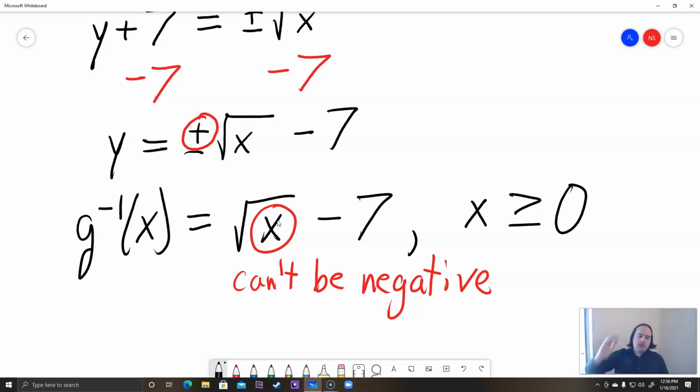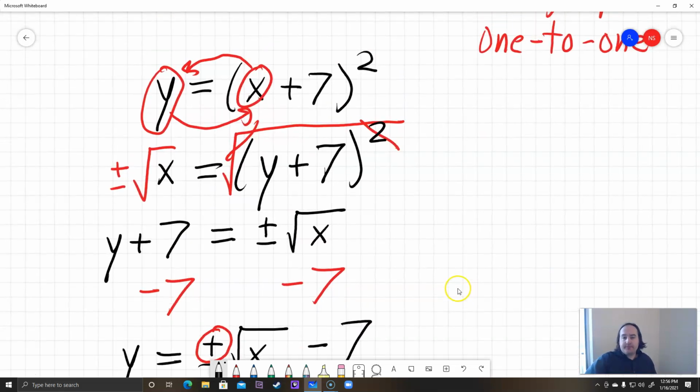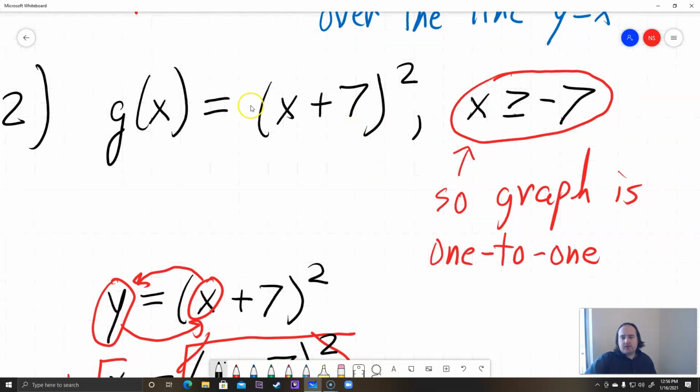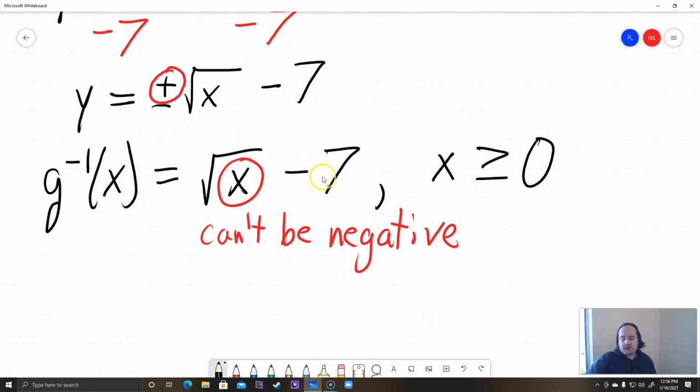And if you aren't sure whether you did it right, what I recommend is that you use a graphing utility and graph the original function. If you graph this original function and restrict the domain so that x is greater than or equal to negative 7, and then you graph your inverse, you'll be able to see that if you graph the negative root x minus 7, it wouldn't have the correct shape. It wouldn't actually be the shape reflected over the line y equals x. So that would be another way you would know that you have to do the plus and not the minus.